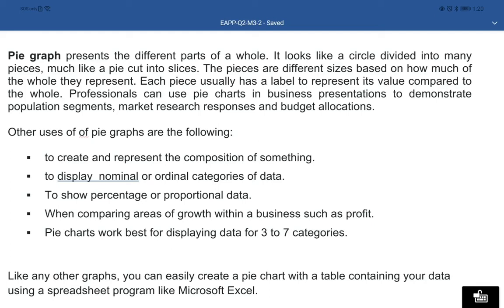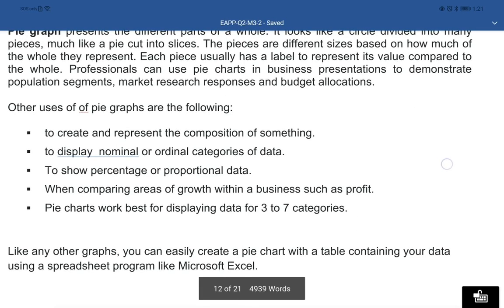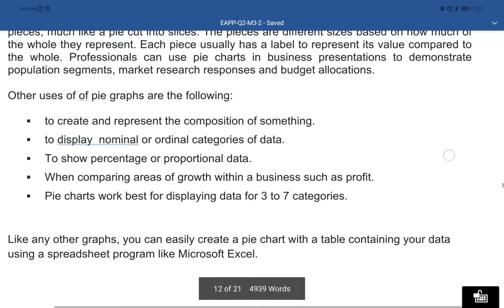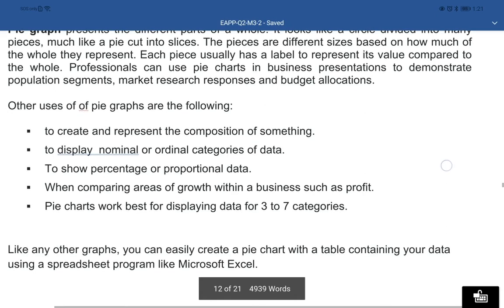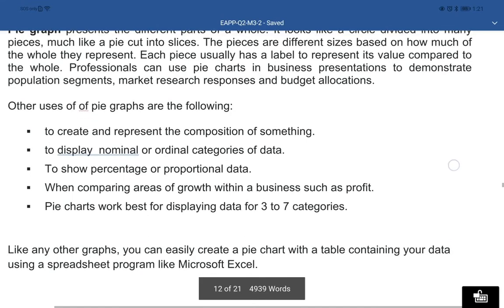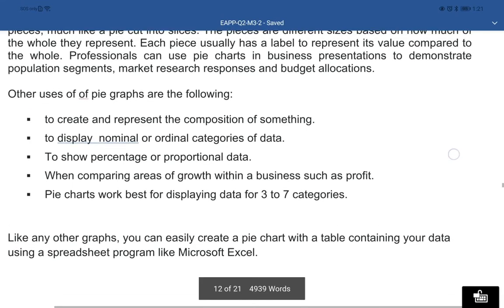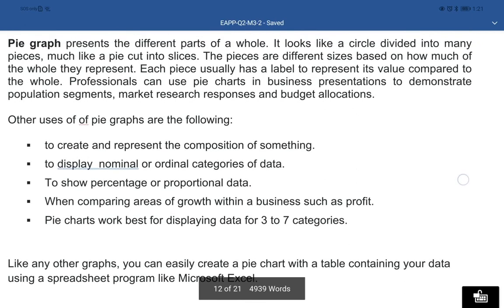And then, we have the pie chart. Ito yung pie chart. Ito yung sinasabi natin kanina na composition. So, pie graph presents the different parts of a whole. Okay? It looks like a circle divided into many pieces. Like a pie cut into slices. Kaya, pie graph. Okay? The pieces are different sizes based on how much of the whole they represent. Each piece usually has a label to represent its value compared to the whole. Professionals can use pie charts in business presentations to demonstrate population segments, market research responses, and budget allocations.